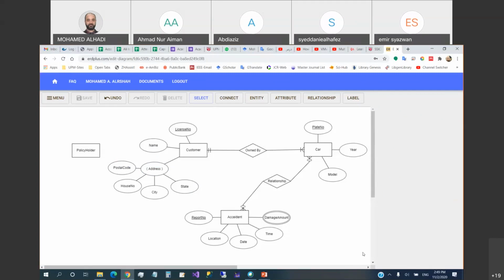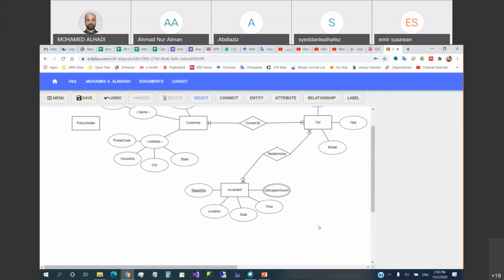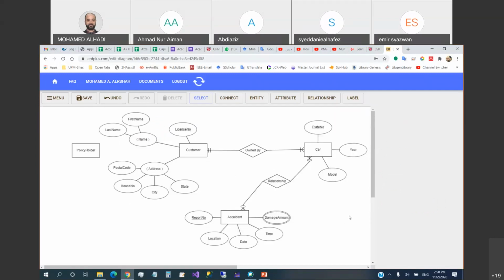Here we also have other things that could be broken down. Maybe this one could also be a composite. It could have first name, and also last name, right? So this one could also be a composite attribute. Okay. Do you agree with this design now? Do you have any concern, any idea, anything that we couldn't take?